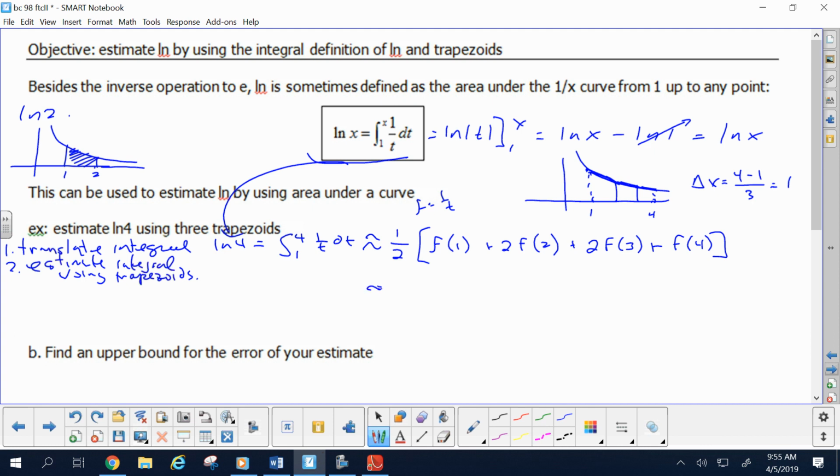All right, so 1/2 f at 1. Given that f is 1 over t, or whatever you put in, then f at 1 is 1 plus 2, what's f at a half? Or f at, darn it. It's a half. Good job, me. What's f at 3? A third. And what's f at 4?